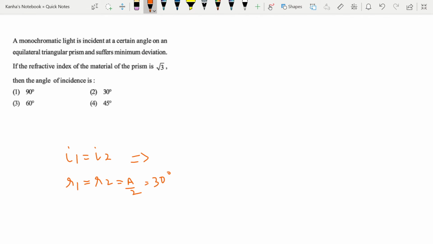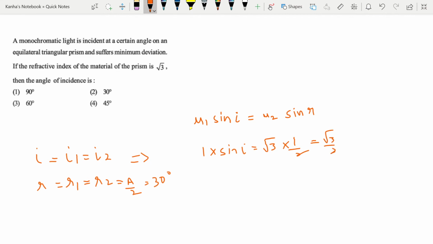Now by Snell's law I can write that mu1 into sine I is equal to mu2 into sine R. Let me just call this I, this R. Using this I can easily write 1 into sine I is equal to √3 into 1 by 2, which is equal to √3 by 2. That implies I is nothing but 60 degrees.